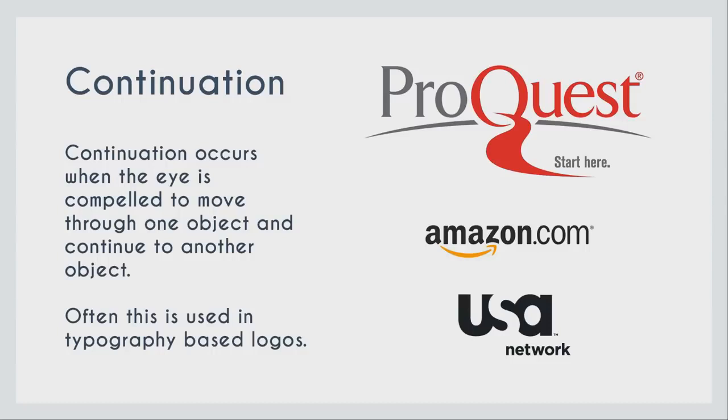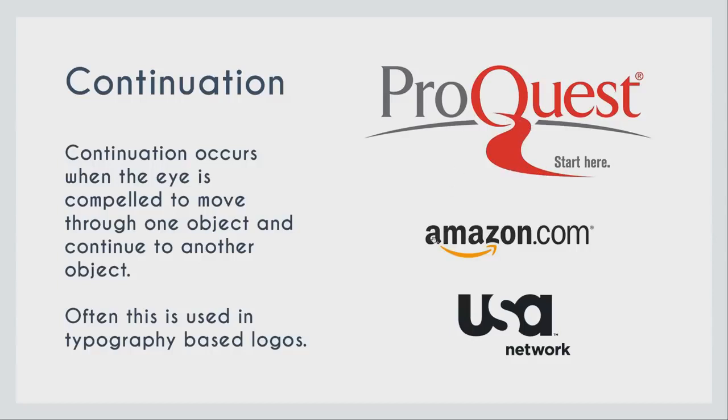You can see here in this ProQuest logo, for example, that the serif on the Q, the little crossbar, sweeps out, compelling the viewer's eye downwards towards the start here portion of the logo. Okay. Often this is coupled with gaps in the text. You can see that there's a gap on the bottom of the Q here between this section and the serif. Just helps to emphasize this sort of swooping continuation here.